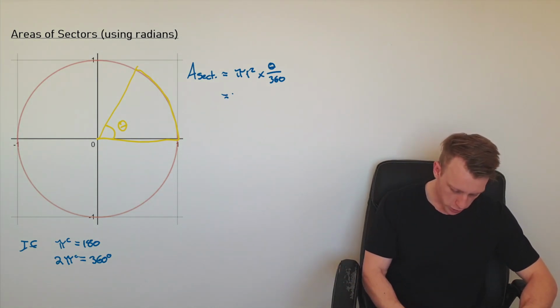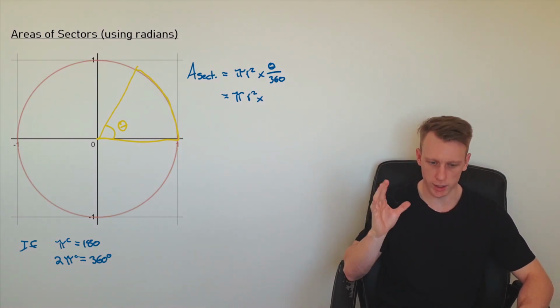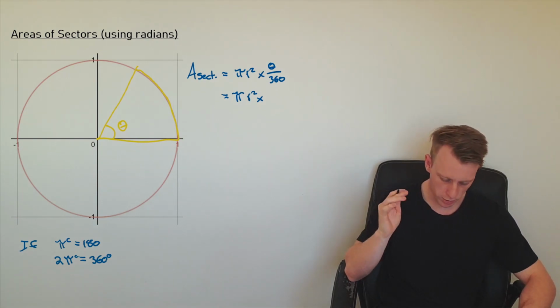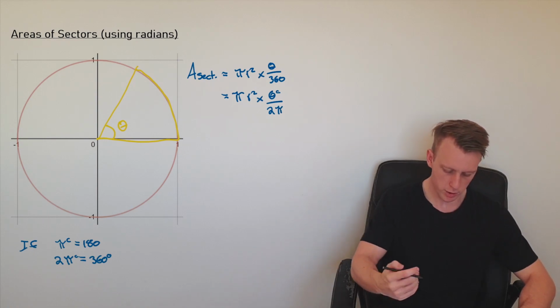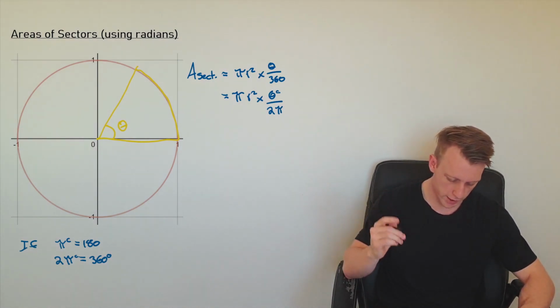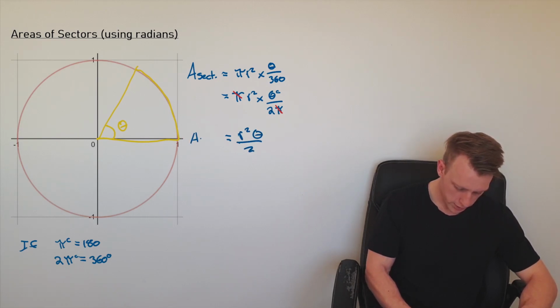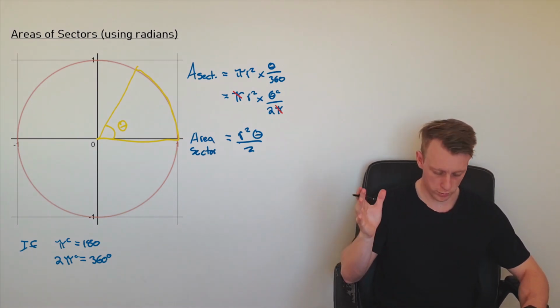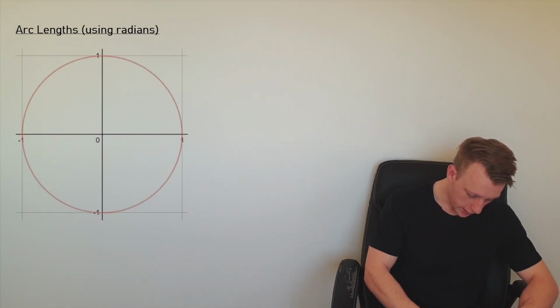Now, we can substitute this in here. Pi r squared multiplied by, now instead of expressing the angle in terms of degrees, we can express it in terms of radians. So we can say it's theta radians out of 2 pi, because 360 degrees is 2 pi radians. And we've got some cancelling happening here. Those pi's and those pi's cancel off. So we get r squared theta on 2. That's how you would express the area of a sector in terms of radians.